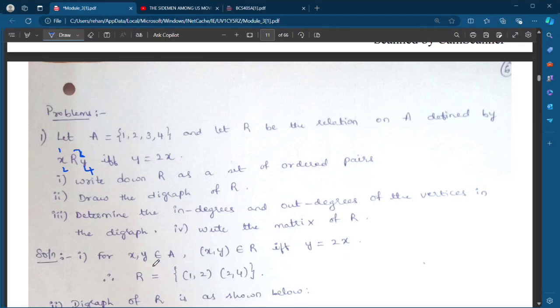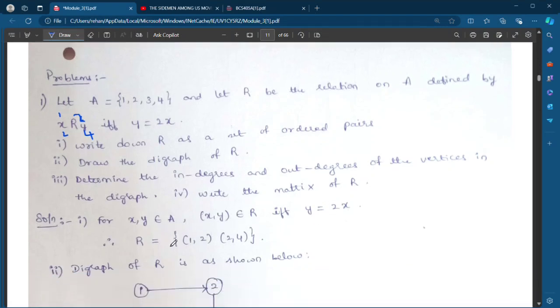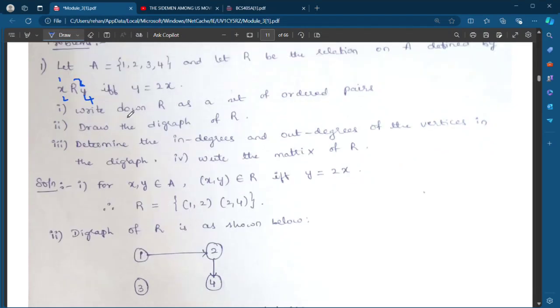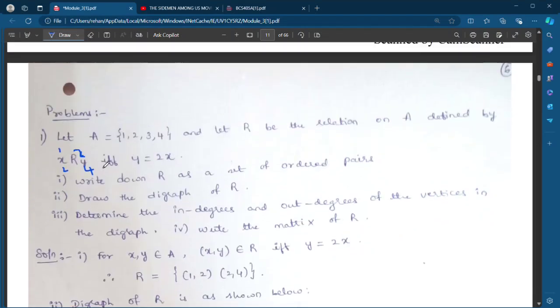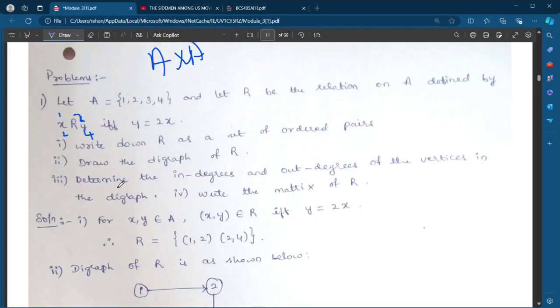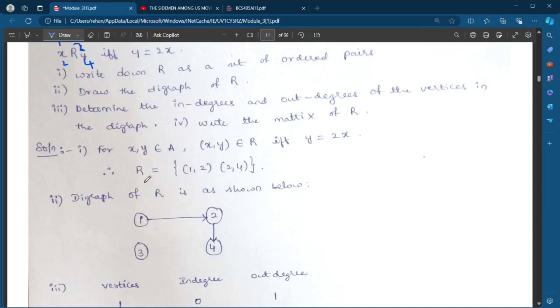For x and y belonging to A, x, y belongs to R if and only if y equals 2x. So here I will get only 1 comma 2 and 2 comma 4. Since only one set is given, it is A cross A. So if you take A cross A, then 1 comma 1 you take first, then 1 comma 2, and so on. If you take 1, it should be 2 into 1, that is 2. If you take 2, 2 into 2 should come here, that is 4. So my relation R is only this.